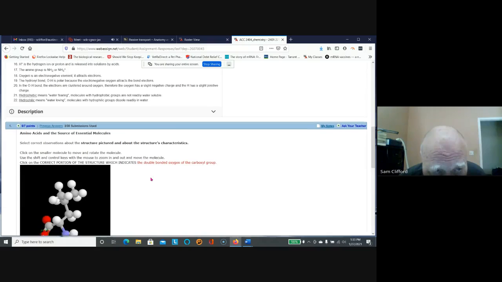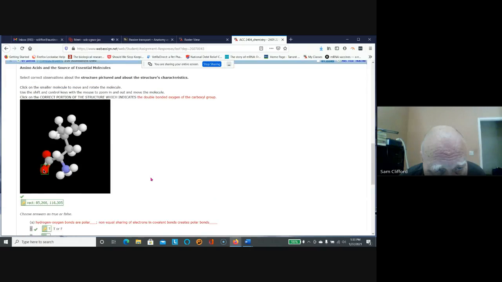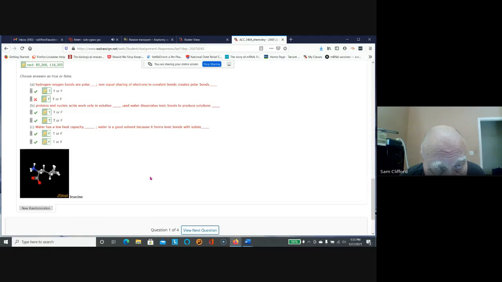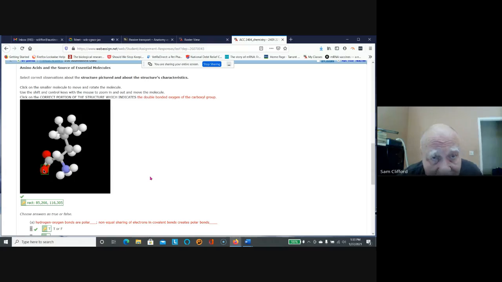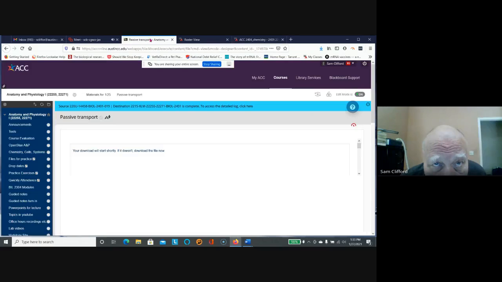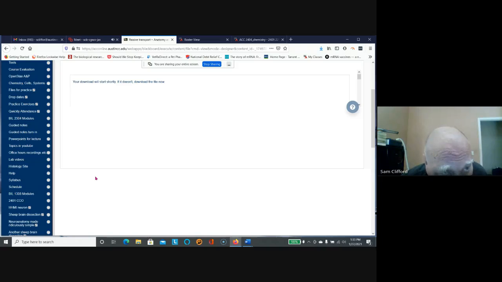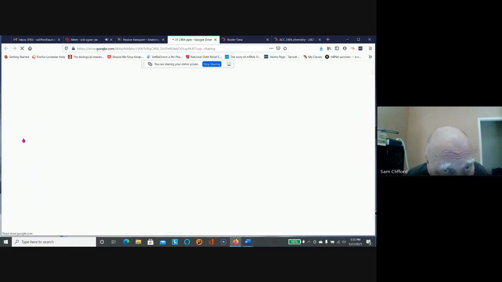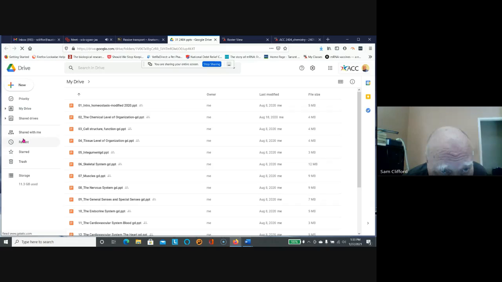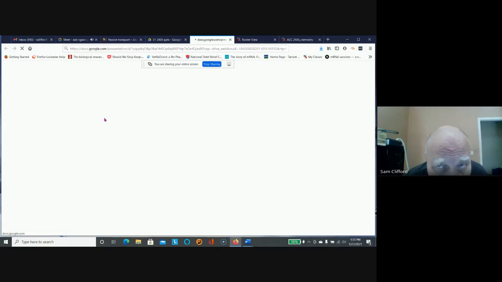So let's look at the structure of an amino acid. Okay. An amino acid has carbon. This is carbon right here. This is hydrogen. Red is oxygen. And blue is nitrogen. Let's go back to Blackboard and open up the PowerPoint that we talked about last time. So we go to PowerPoints for lecture and chemical organization.